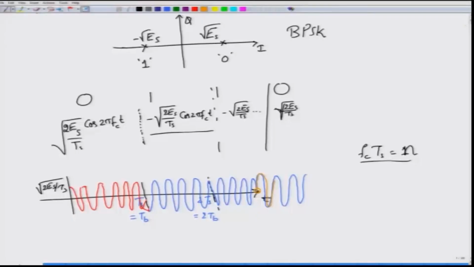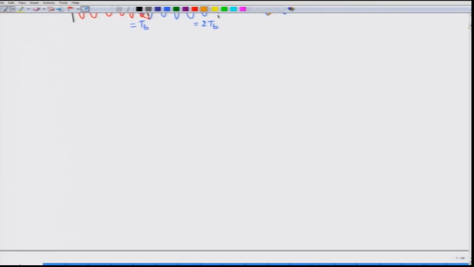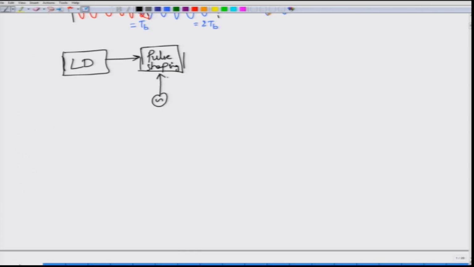And to implement this using an optical transmitter is quite simple. All I need to use is a laser diode. I need to have some signal source. So, I use a laser diode. The output of the laser diode can be pulse shaped. So, I use a pulse shaping MZM. To the pulse shaper I might supply an RF signal, so that I get a 33%, 67% or 50% output optical pulse shape.